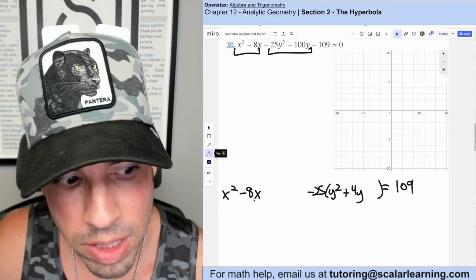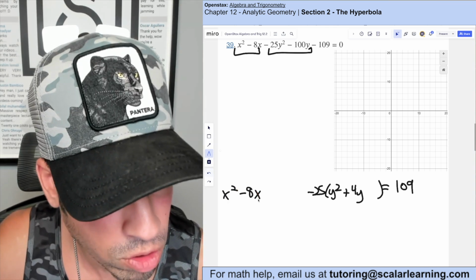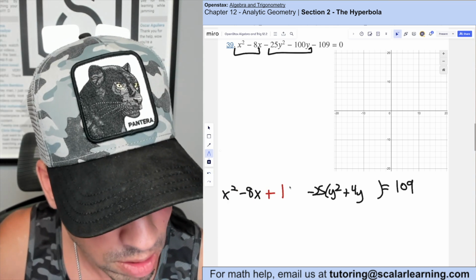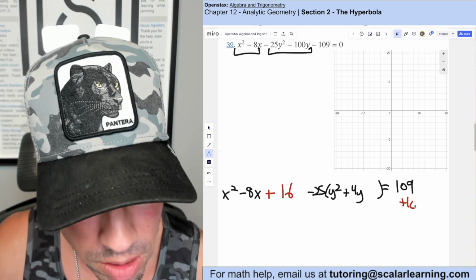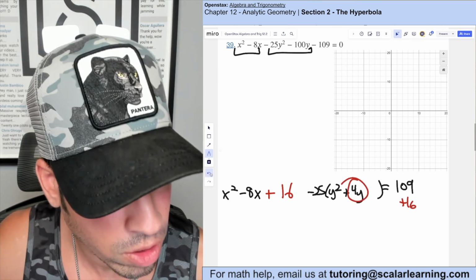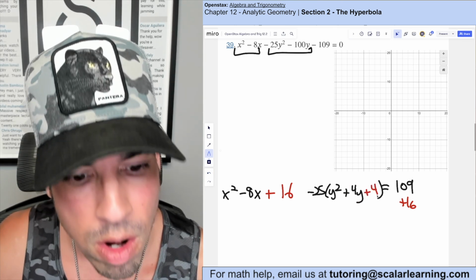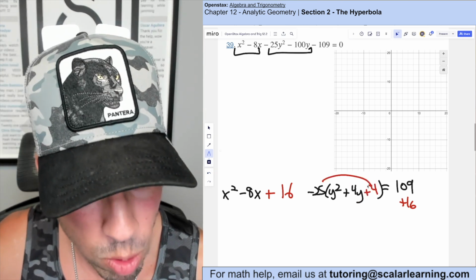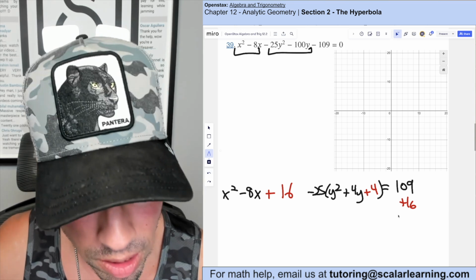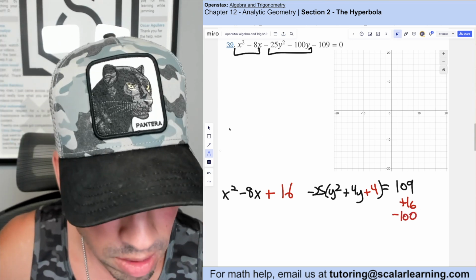So we're going to do that for the x's first. We're going to add half of this value, which is -4 squared, which is 16. We're also going to add it to this side, right? It's got to be balanced. And then half of this value, which is 2 squared, is 4. But remember that this 4 is really multiplied by -25. So it's -100 that we must add to the right-hand side.